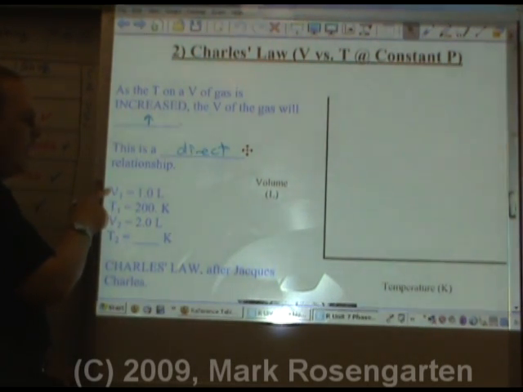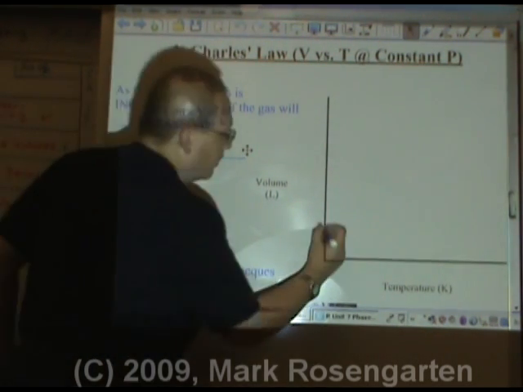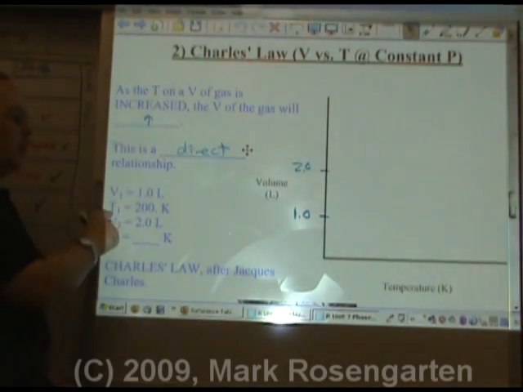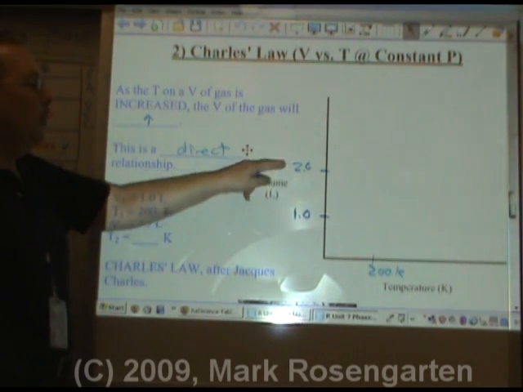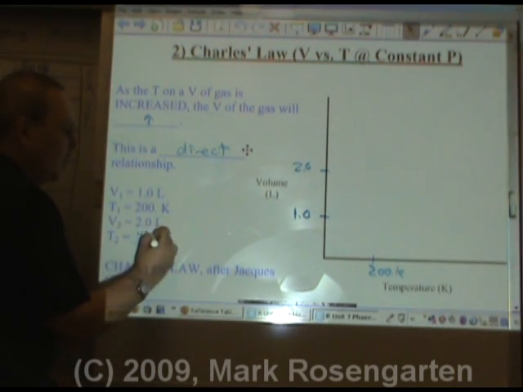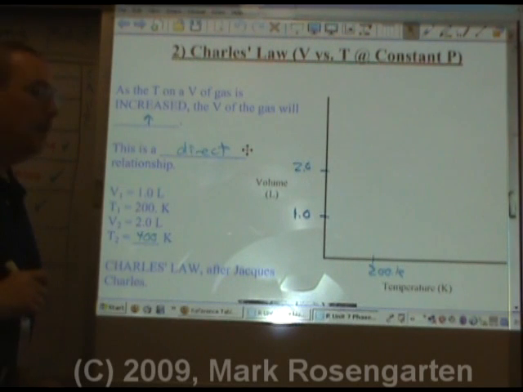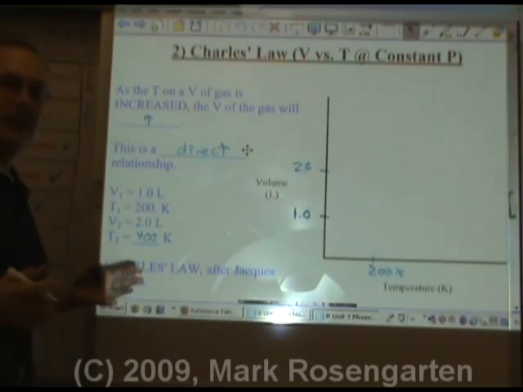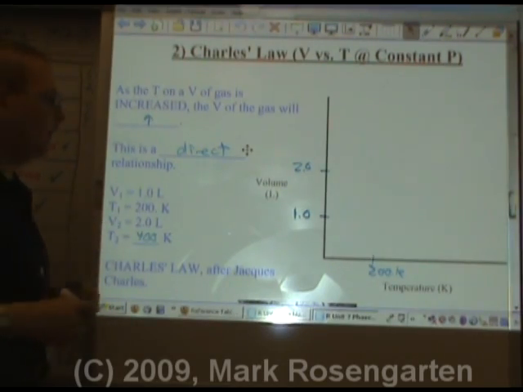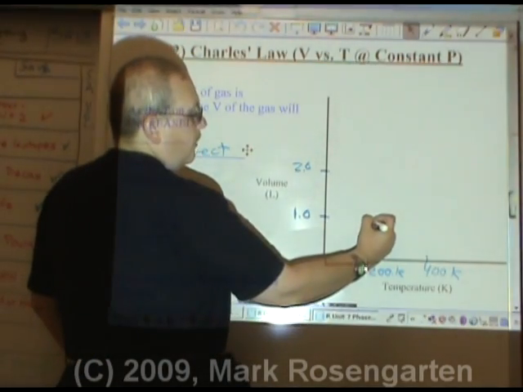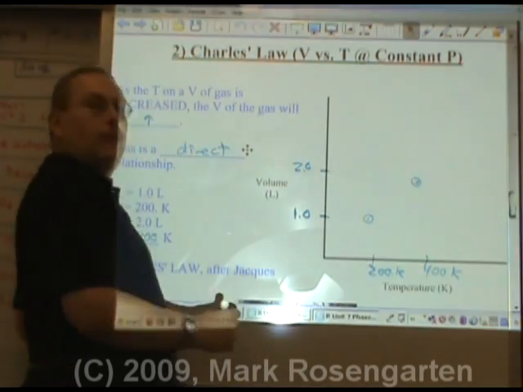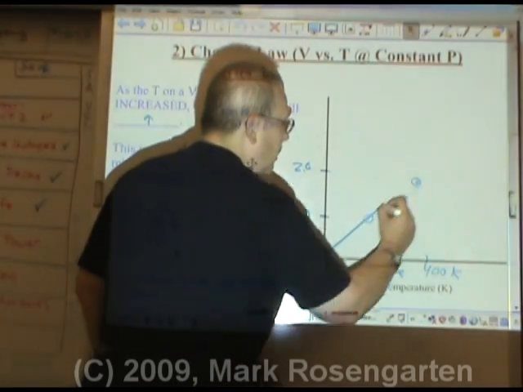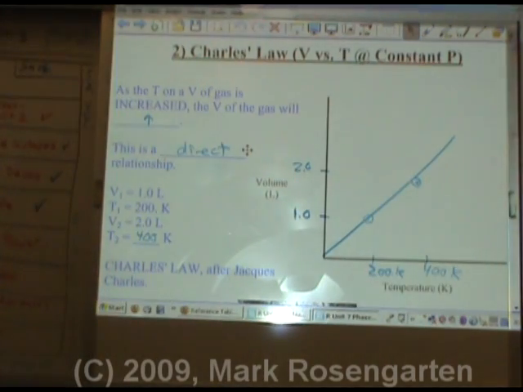Now, if volume goes up from 1 to 2 liters, if the initial temperature was 200 Kelvin, in order to double the volume, we need to double the temperature. This is why we need to work in Kelvin, because only Kelvin starts at 0. Celsius doesn't. So if you're given Celsius, you must always convert it to Kelvin. So at 200 Kelvin, the volume is 1.0 liters. At 400 Kelvin, the volume is 2.0 liters, leading to a nice direct relationship.